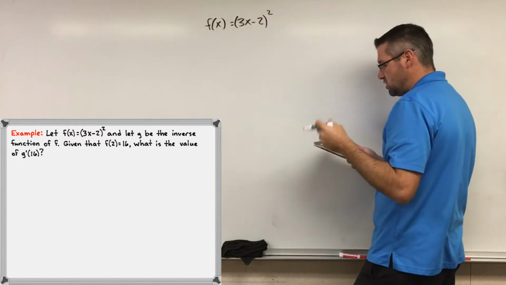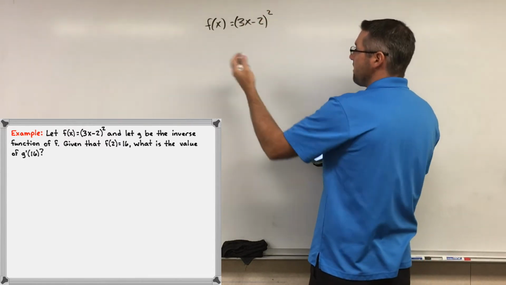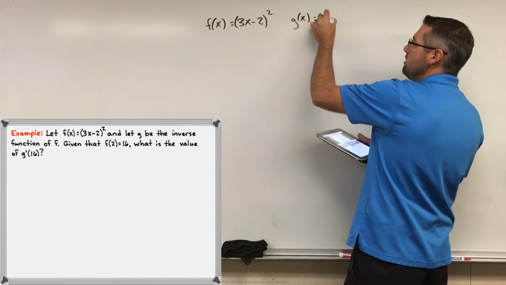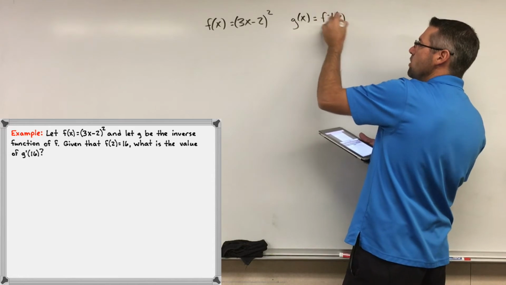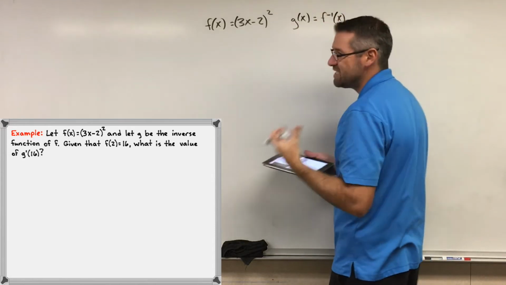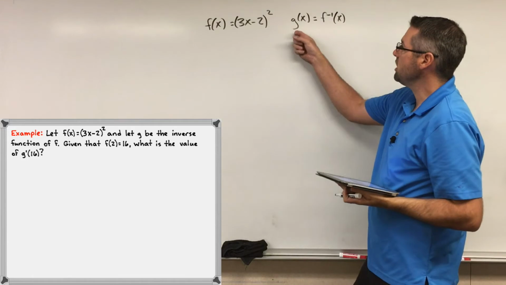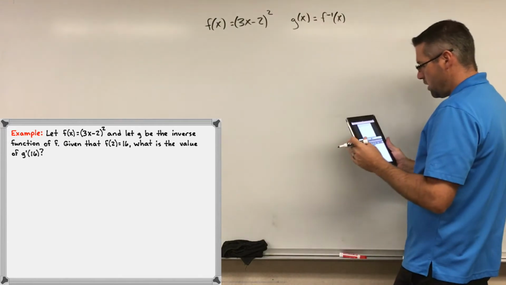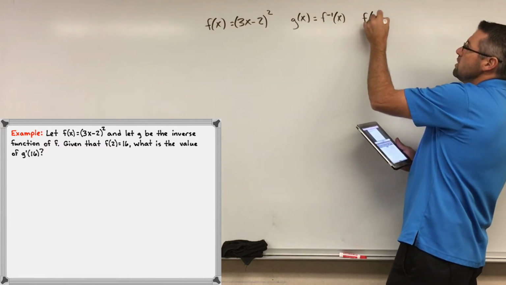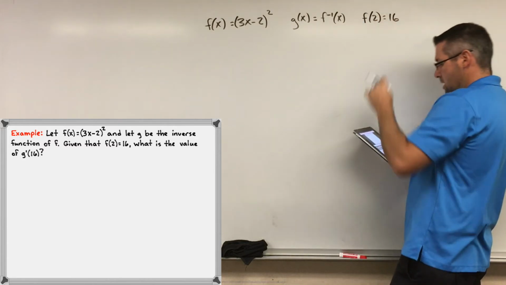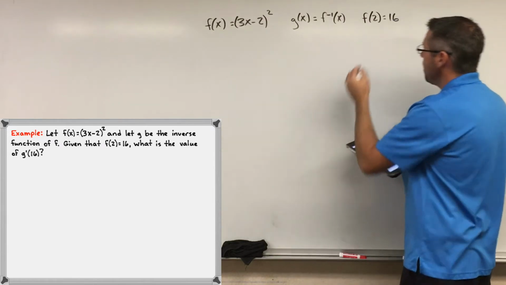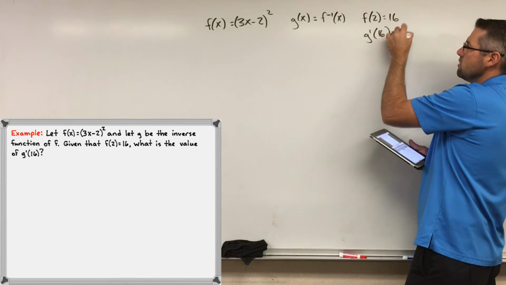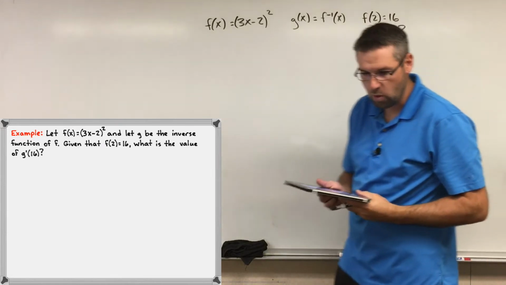And then it tells us that g is the inverse of f. So I'm going to go and write that down. G of x is the inverse of f of x. And we're going to want to make sure that we have an equation that makes sense that we can work with. And then we also know here that f of 2 is 16, and we are looking for g prime of 16. Interesting. Looking for g prime of 16, that's the question.